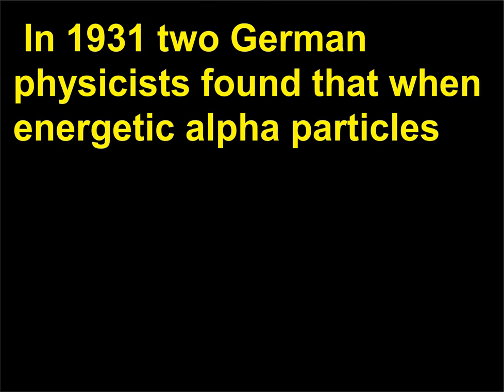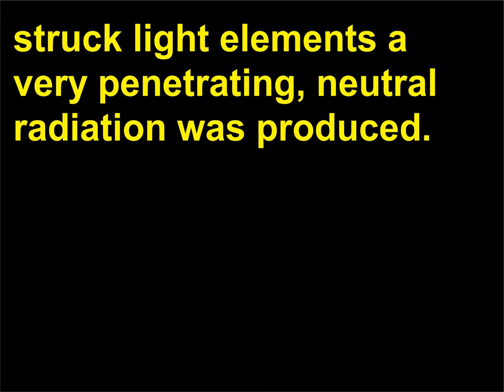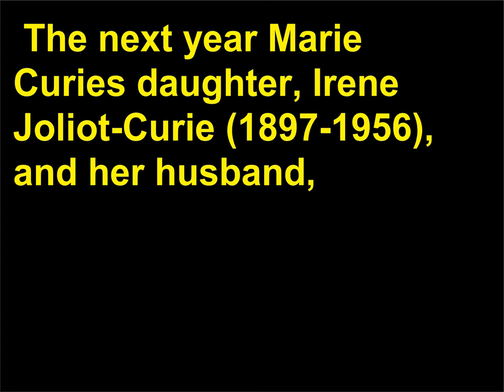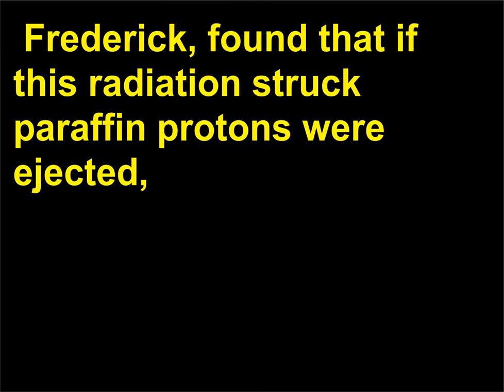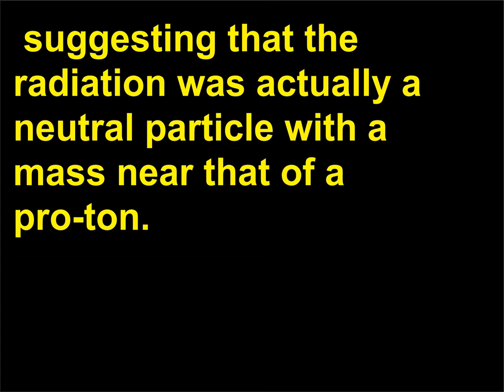In 1931, two German physicists found that when energetic alpha particles struck light elements, a very penetrating, neutral radiation was produced. The next year, Marie Curie's daughter, Irene Joliot-Curie, 1897-1956, and her husband, Frederic, found that if this radiation struck paraffin, protons were ejected, suggesting that the radiation was actually a neutral particle with a mass near that of a proton.